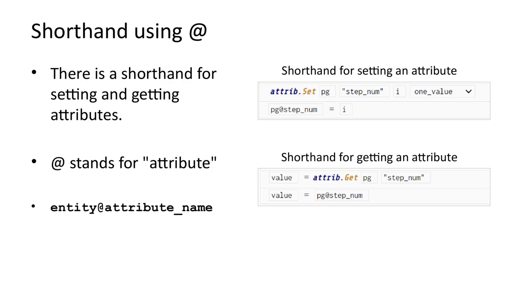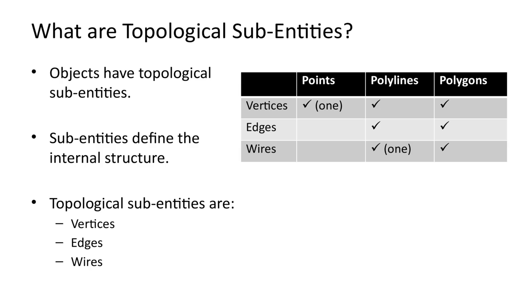Now let's dive a little deeper and look at topological entities. When modeling with objects, you will often need to access some internal sub-entity in the object. For example, you may need to get one of the edges of a polygon. Topological sub entities define the internal structure of objects. There are 3 levels of topological sub entities. They are vertices, edges, and wires.